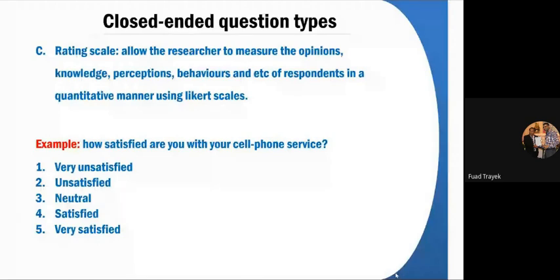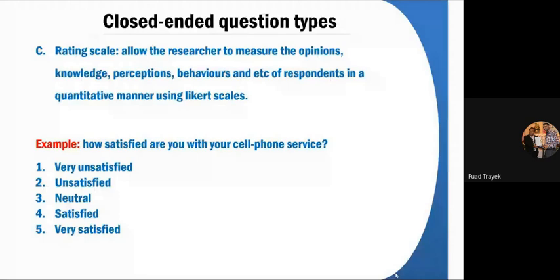So if there is more than one answer, as a researcher, you have to take the respondents out of your study. For example, someone answered this question with very unsatisfied, and at the same time they chose neutral. You as a researcher cannot decide on behalf of the respondents. So in that case, you should not include these respondents in your study.